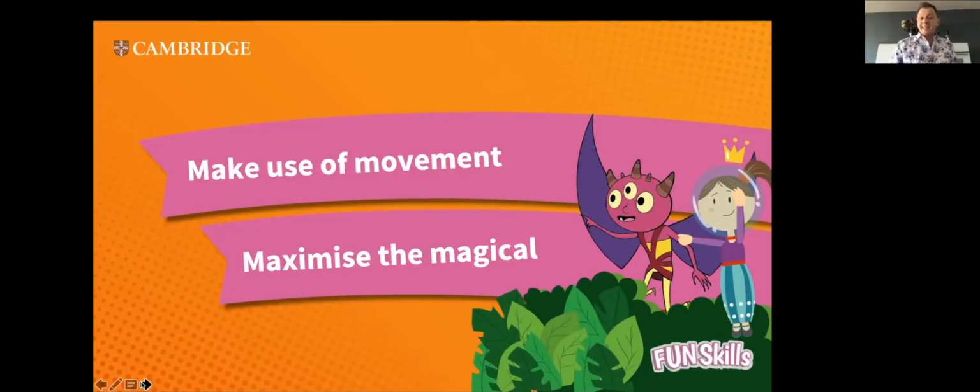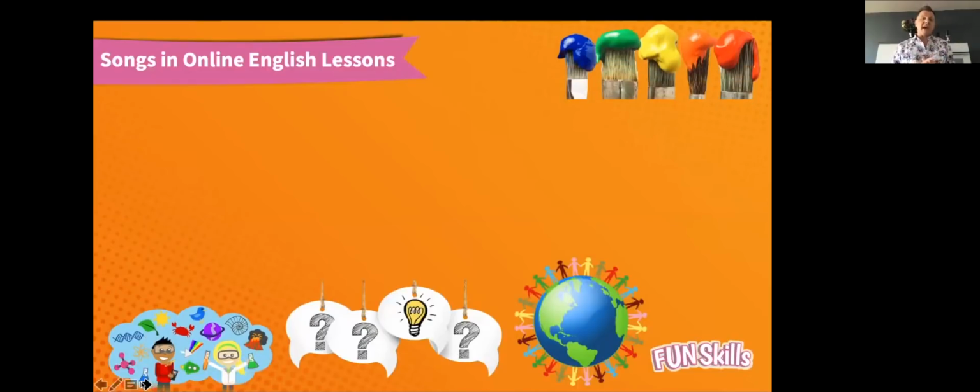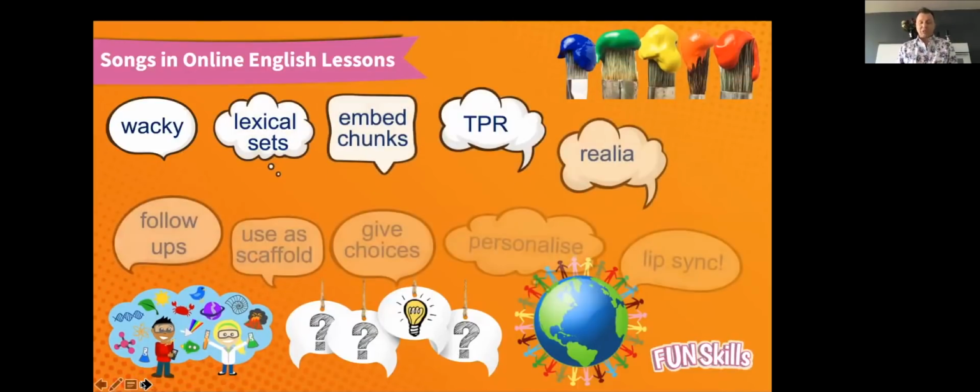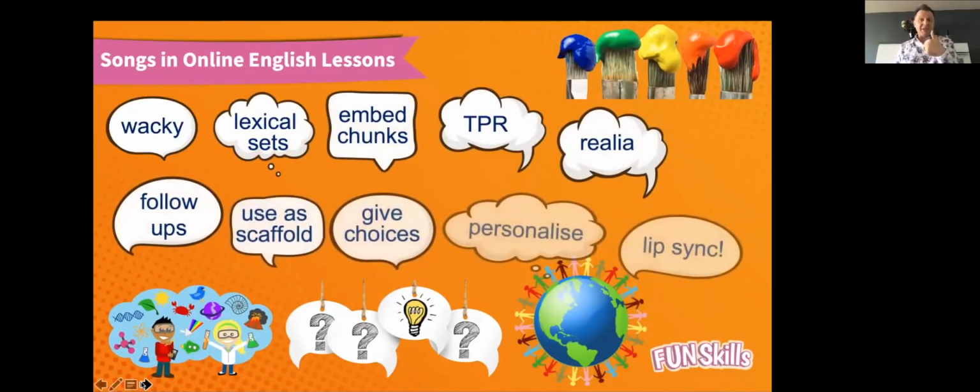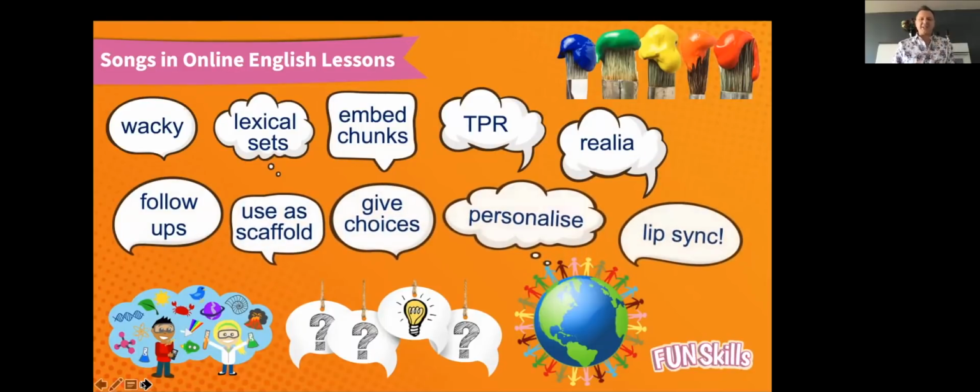I've 10 ideas for you that you need to bear in mind when using songs to really make use of movement and maximize the magical. The first one is to try and select songs which are in some way wacky, in some way different. Now, this could be in terms of the lyrics. It also could be in terms of the rhythm, the music, the tune that really catches children's curiosity and makes them want to really engage with this song.